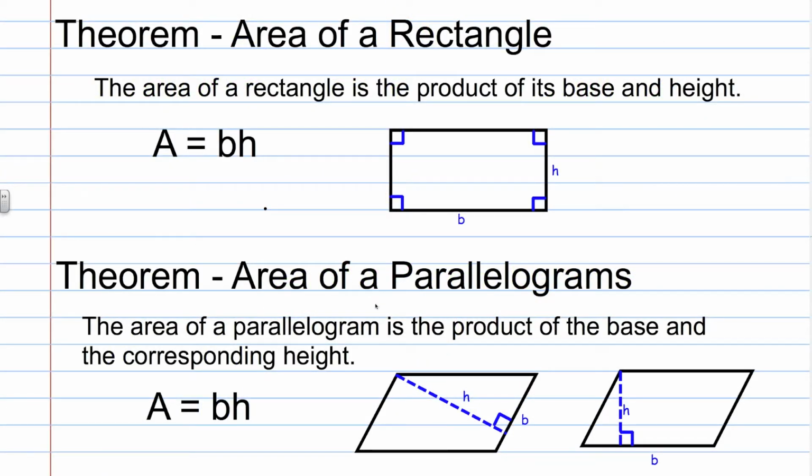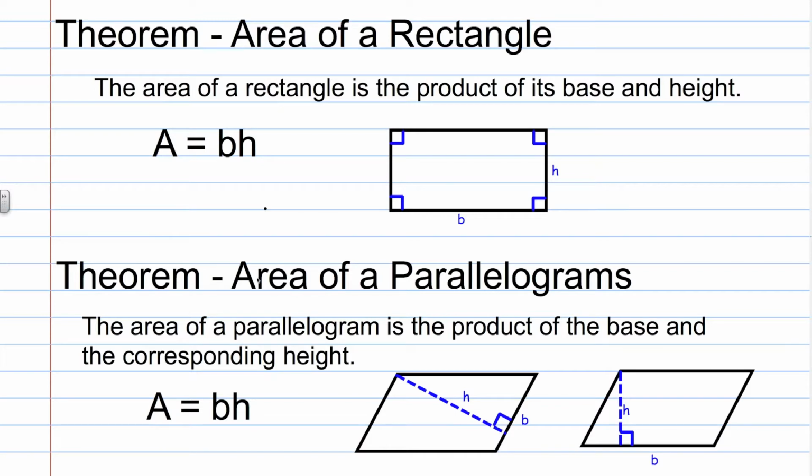Here we have the two theorems, the theorem for the area of a rectangle. The area of a rectangle is the product of its base and height. Here we have area is equal to base times height, or area is equal to b times h. You may see in other textbooks, some textbooks might be calling this length times width instead of base times height. The textbook I work out of uses base and height. The base is typically the longer side, the height is the shorter side.